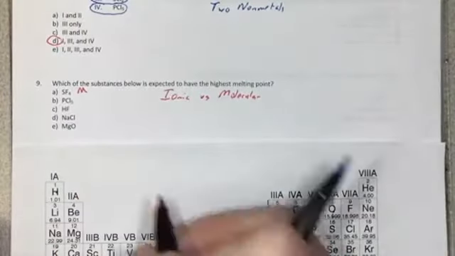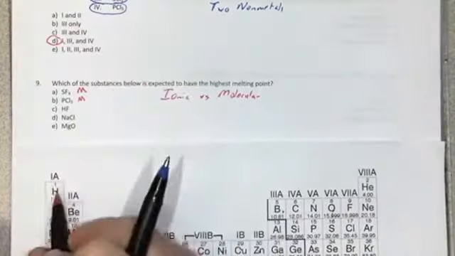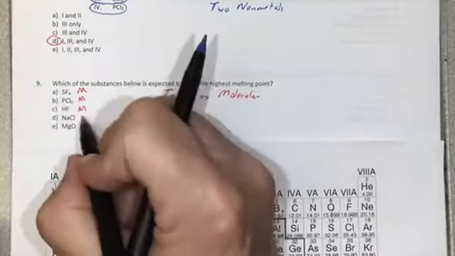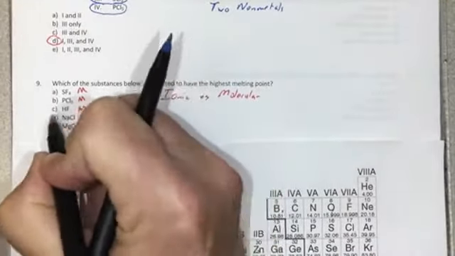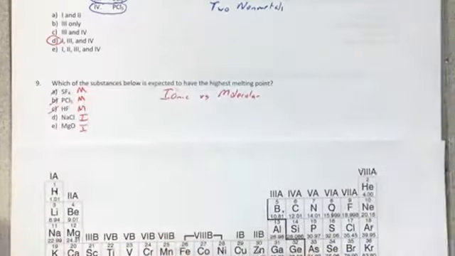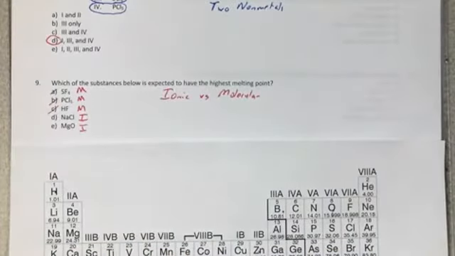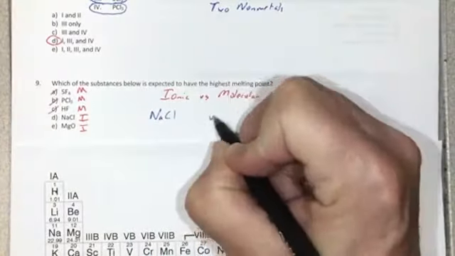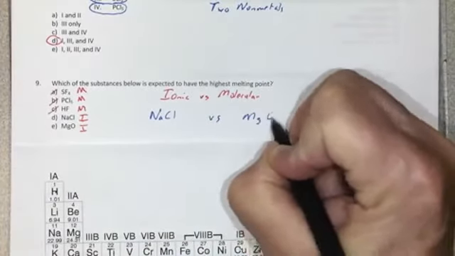This is molecular. Phosphorus pentachloride is molecular. Hydrogen fluoride is molecular. But sodium chloride, a metal and a nonmetal, that's ionic, and magnesium oxide is ionic. So it can't be A, B, or C. Those are molecular compounds. Ionic compounds have higher melting points than molecular compounds. So how do I choose between sodium chloride versus magnesium oxide?